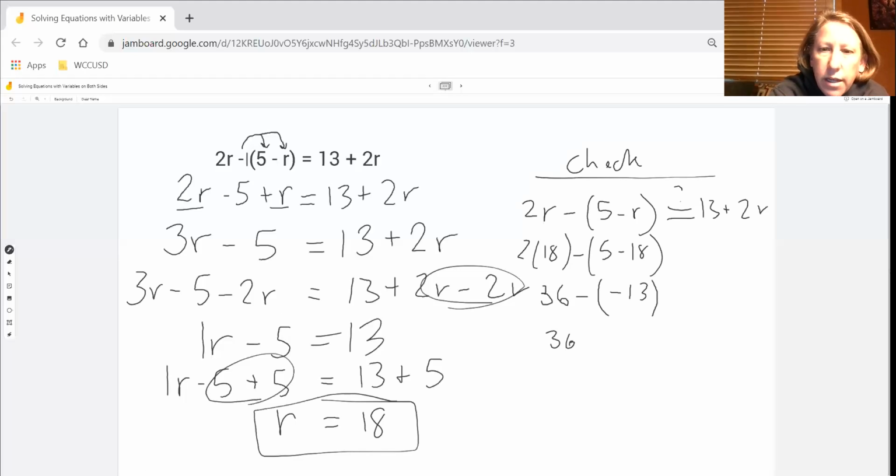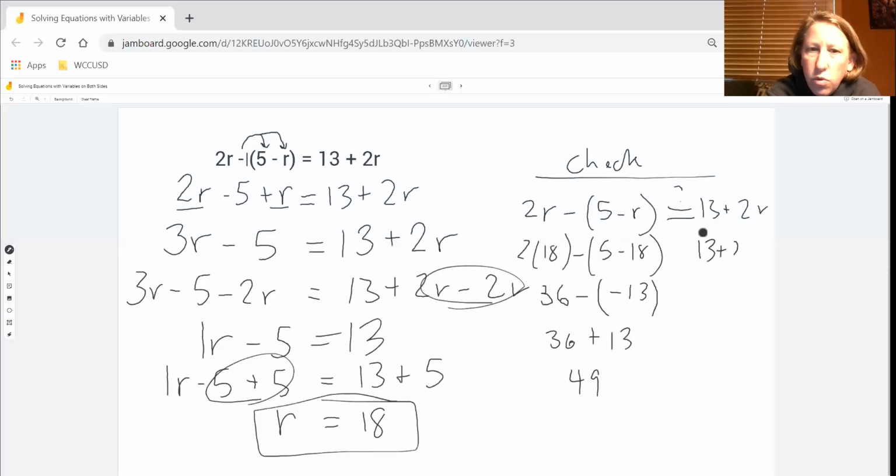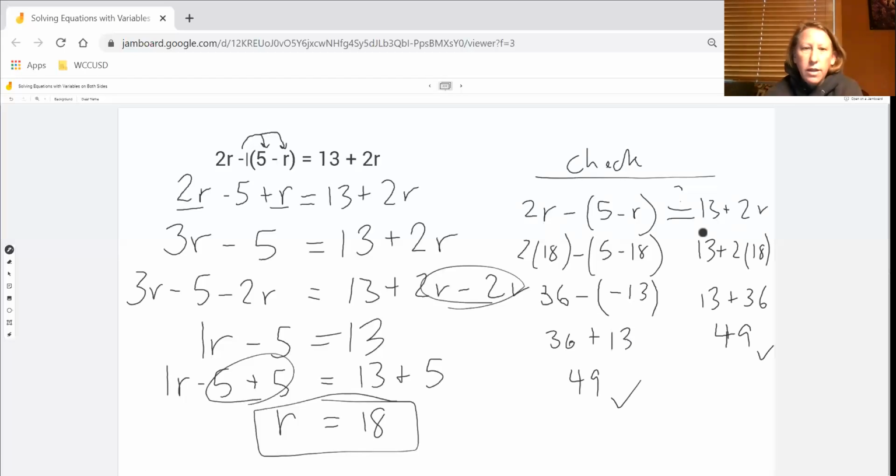Negative times a negative is a positive. Subtraction is addition of the opposite. So this is going to be 49. This side, when r is 18, is worth 49. Let's see if this is also 49. So I'm going to do 13 plus 2 times 18. 2 times 18 is 36. Look at that. 13 and 36 is 49. Okay. Both sides are 49. I found the value of the variable that makes the equation true.